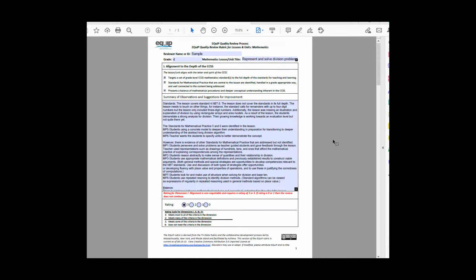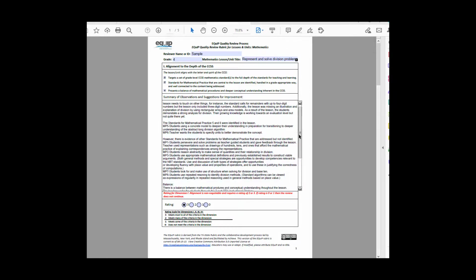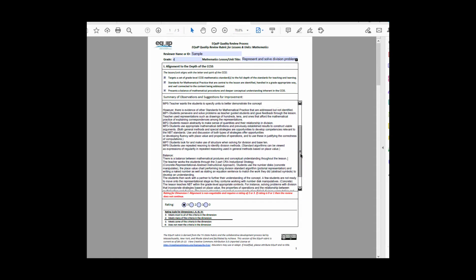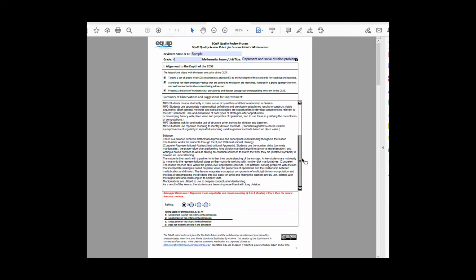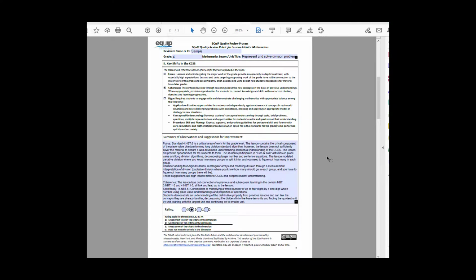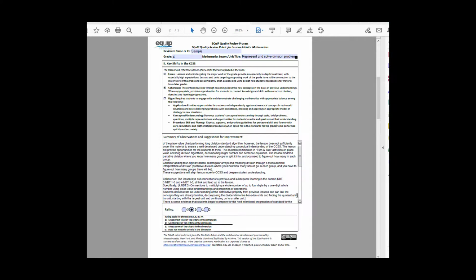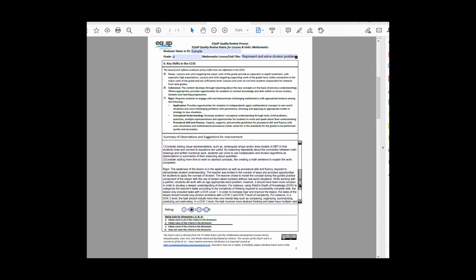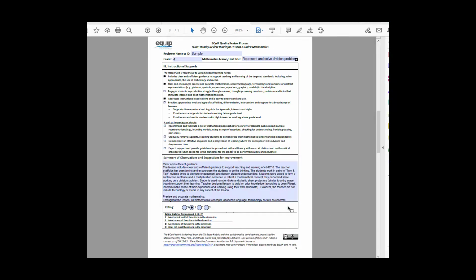One thing I do want to point out is that there are sections of the EQuIP that will have this little plus sign at the bottom, and what that means is you have to click the plus sign so that you can move the slider and see all of the suggestions. So this is what a completed EQuIP looks like. You can read all the suggestions and learn more about it. It has all the ratings.